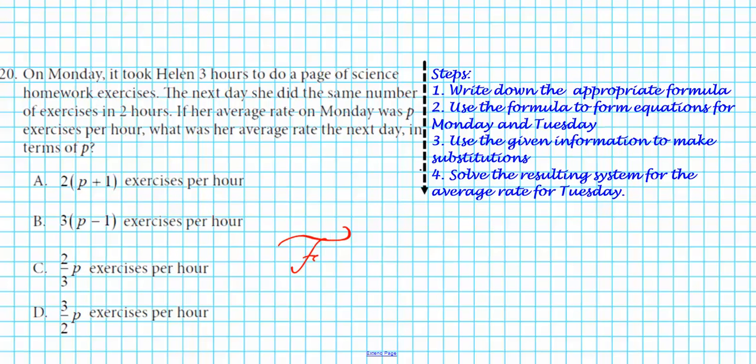What's a formula that relates the amount of work you do, your rate, and time? It's the ART formula. Amount of work you do is equal to rate times time. Okay? Now we're done with 1. We're now going to write our Monday and Tuesday equations. Start with Monday. So for Monday, the amount of work that Helen does on Monday is equal to her rate of work on Monday times the time she spent on Monday.